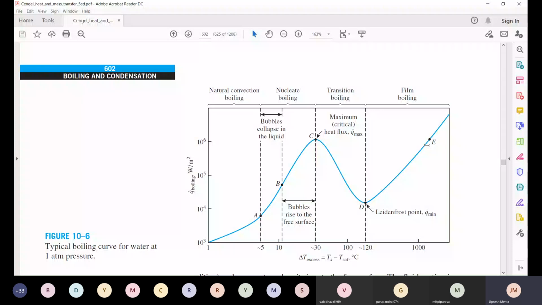Okay, the reason for that is that this curve that you get, the points on it can be found only if your system is a temperature controlled system. If it is a heat flux controlled system, you will not be able to get this curve from C to D. What will happen is it will jump directly from C to E, and then you can go further.